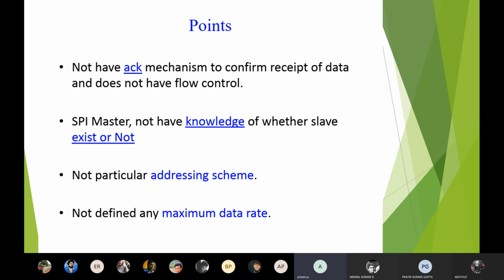With addressing, if any device is tapped on, it would receive the data only if it has that particular address. If it is not having any address, I can connect any other device into that communication, and it will receive and transfer the data. So an addressing scheme is not available, and no maximum data rate is defined. The data rate may vary; there is no constant data rate. Maximum we see is around 10 Mbps, but it will vary. It's not a constant one.